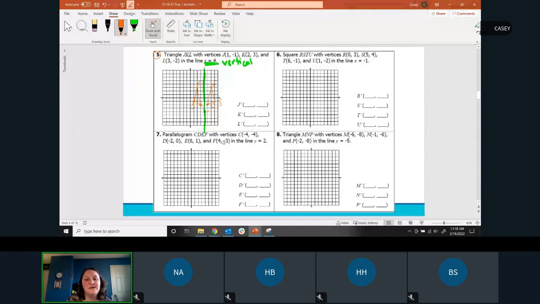Okay. And now you just have to find the coordinates of each of those points. So K prime is now at 6, 3. J prime is at 7, -1. And L prime is at 5, -2.